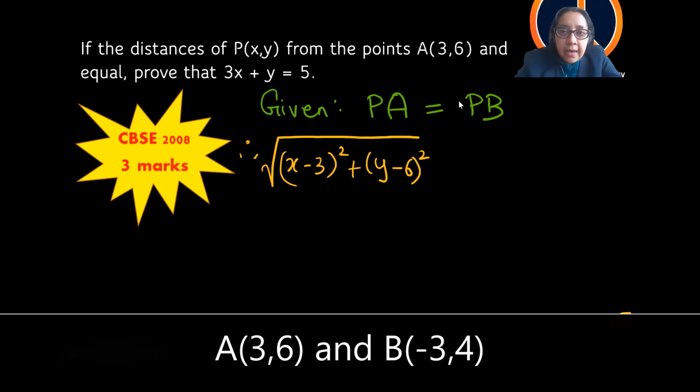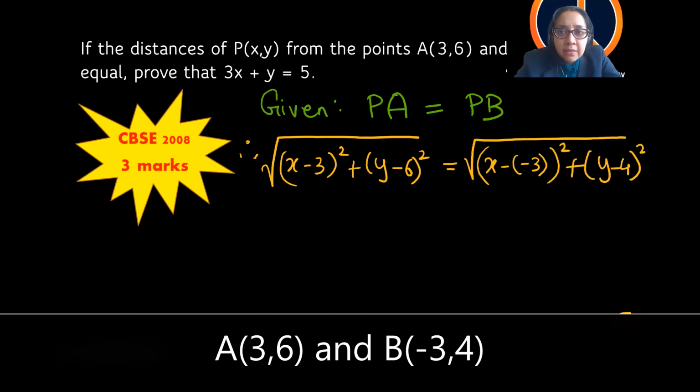So here I have just written that X is this particular point whose coordinate is P. So P is given as (x, y). So PA is given as the square root of (x minus 3) the whole square plus (y minus 6) the whole square, and PB is the square root of (x minus of minus 3) the whole square plus (y minus 4) the whole square. Okay, so this is PA and this is PB.